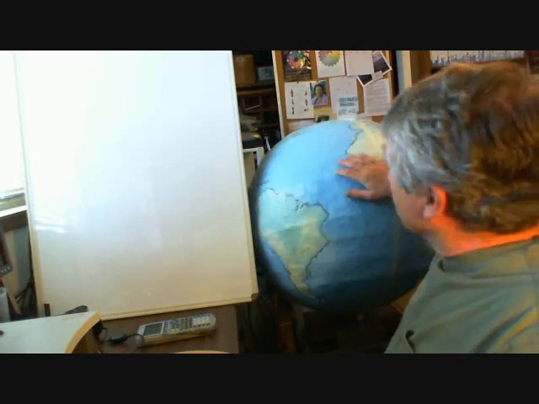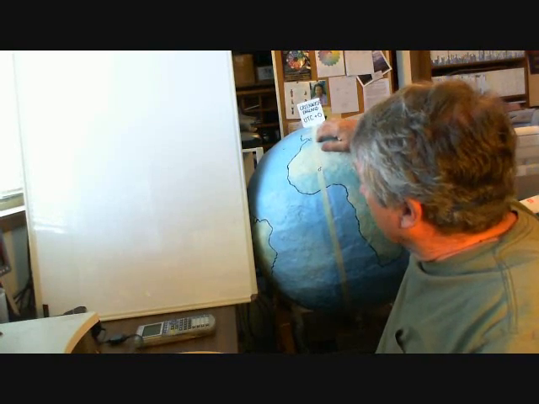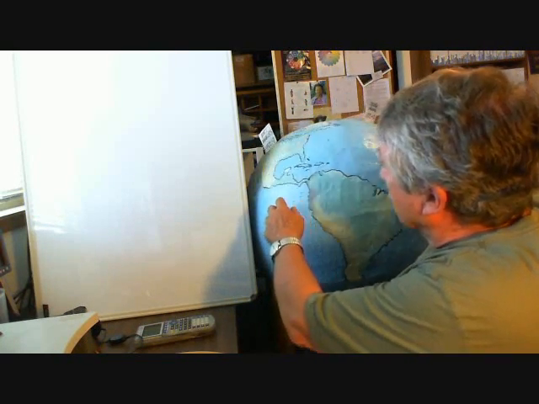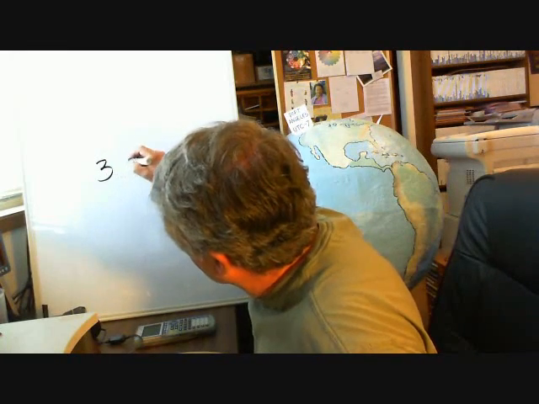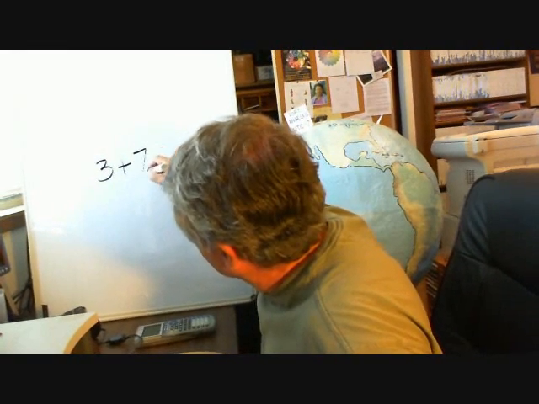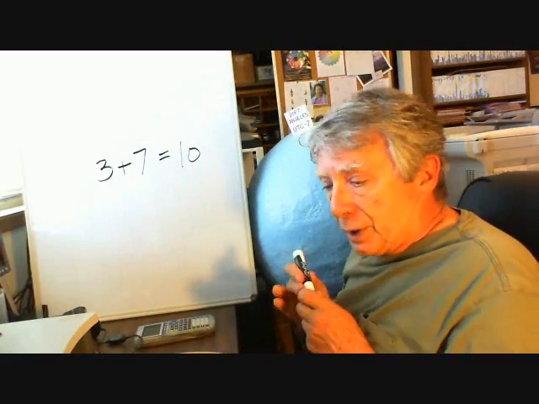There's a line that passes through Greenwich, England, right here. It's called a longitudinal line of 0 degrees, and all time is measured in relationship to that line. 7 time zones to the west is Port Angeles. So let's say it's 3 o'clock here, and we add 7 hours. That means it must be 10 o'clock in Greenwich at this time.